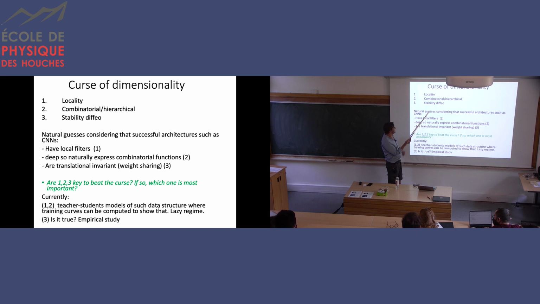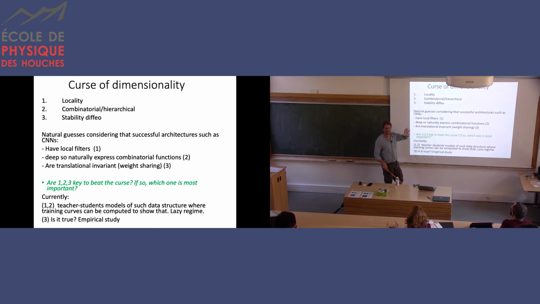And those three ideas that are proposed are sort of natural guesses, knowing what good architectures in deep learning are, because they are CNNs. And as you know, they have the notion of locality because they have local filters. They are deep, and it's known that if you're deep, you can easily express combinatorial functions. It's not known that you can learn them easily. And also, they are translational invariant.